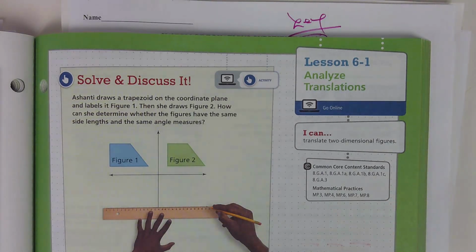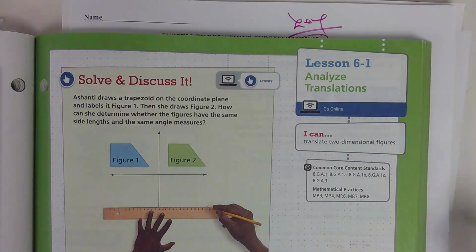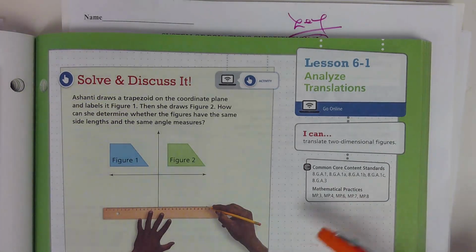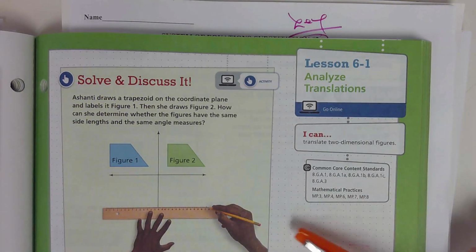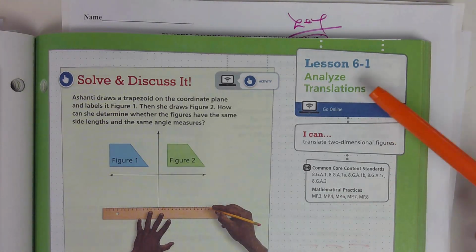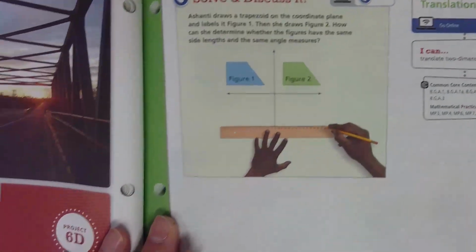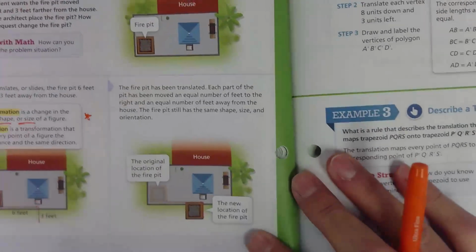So the good news is the first several lessons of chapter 6 for most of you will be pretty easy, because I've already gone over this about a month ago with you guys. It's about translations, transformations, rotations, reflections as we move along here. And so chapter 6.1 is just analyzing translations, which you guys are already somewhat familiar with.